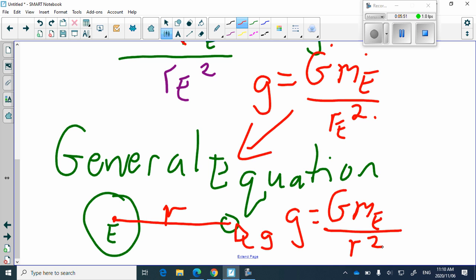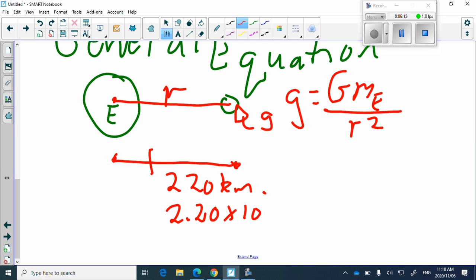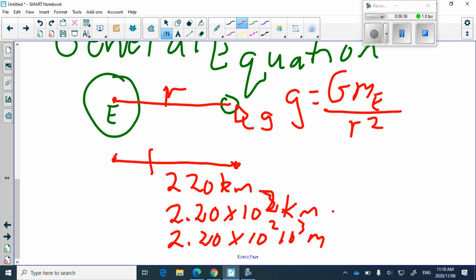So if I look at number 8, it says, what is the gravitational field strength at a place 220 kilometers above Earth's surface? That's part of your r. It's 220 kilometers, or 2.20 times 10 to the 2 kilometers, because I moved the decimal over twice. I don't like kilometers. A kilometer gives me 10 to the 3. So I get 2.20 times 10 to the 5 meters. That's what this portion of it is.